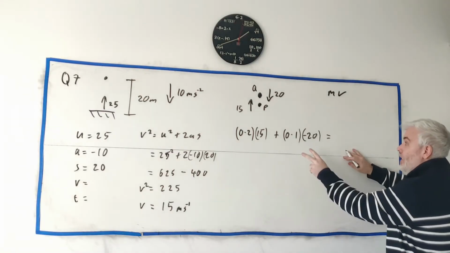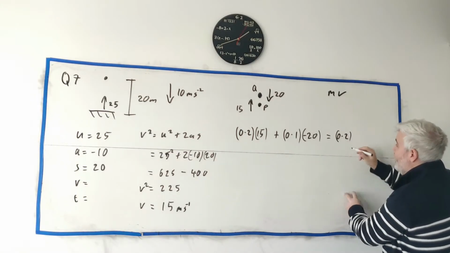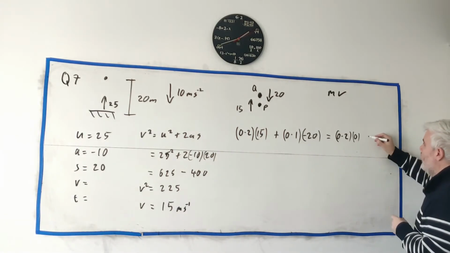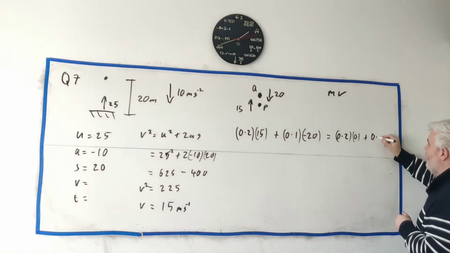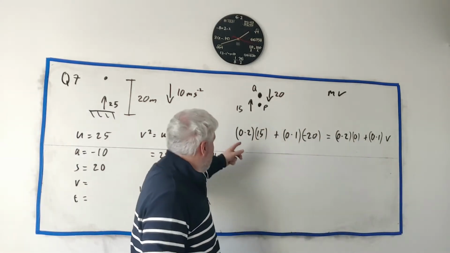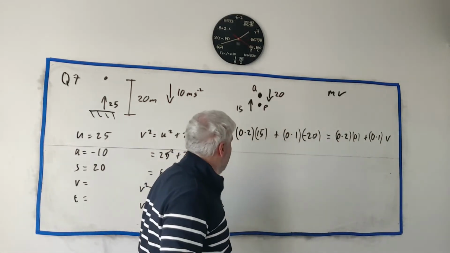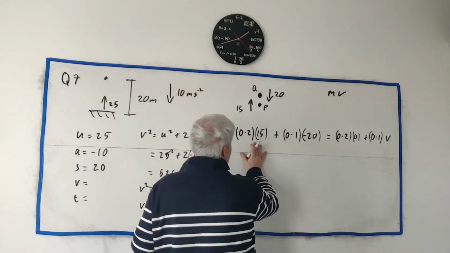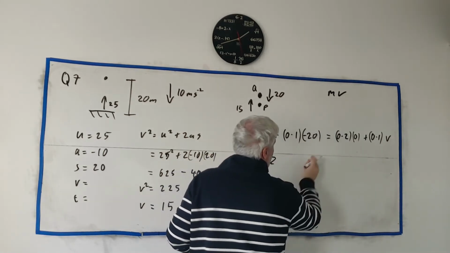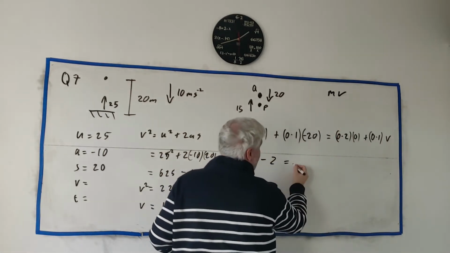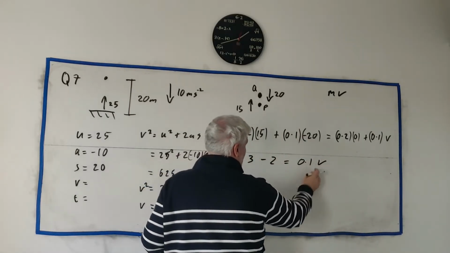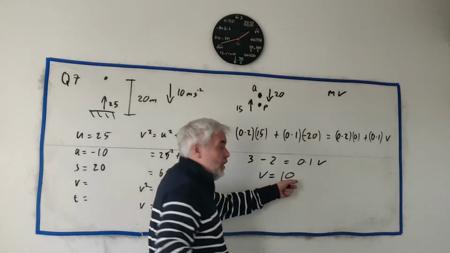After the collision, P of mass 0.2 gets brought to rest, so he's got zero momentum. And Q of 0.1 is going some unknown V. Let's just leave it at V. There's only one unknown in all of this, so we can solve it. Adding together the left side, we get 3 minus 2, which is 1, equals 0.1 V. V must equal 10. That's a positive number.